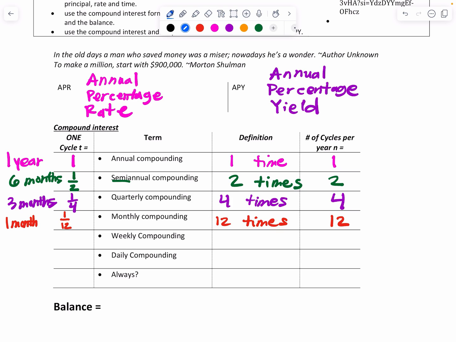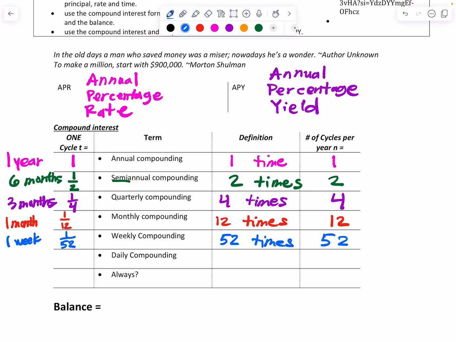If it's compounded weekly, every 1 week your interest is being compounded. Now, there are 52 weeks in a year. Some people know that, other people don't. But trust me, there are 52 weeks in a year. So every 1/52nd of a year, your interest is going to be compounded. So every week that goes by, it's compounded, which means it will be compounded 52 times every year. So N would equal 52. And that's all because there are 52 weeks in a year.